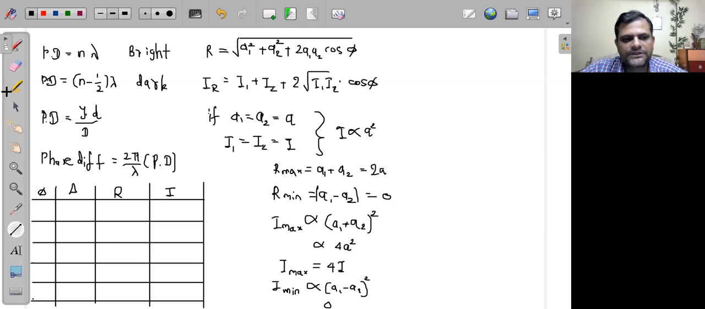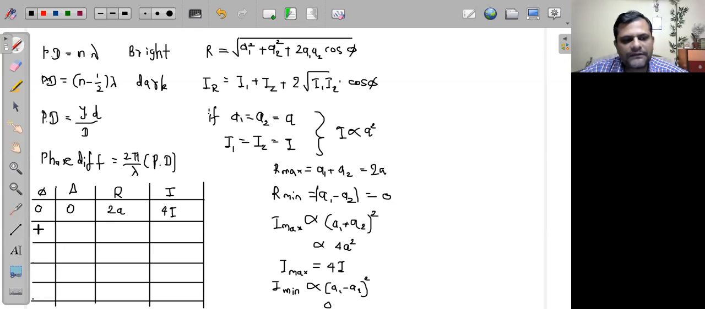So in the first case, the phase difference is simply 0, so the path difference will also be 0. And in that case, R will be maximum, and that will be 2A here. And intensity will also be maximum, which will be equal to 4I here, remember.